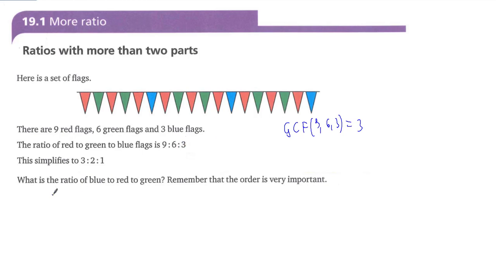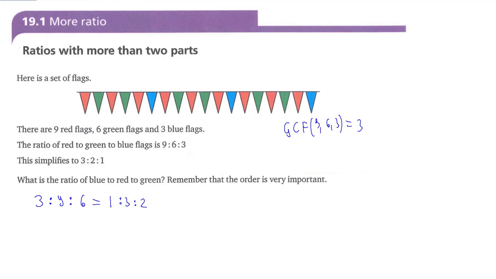The next question says, what is the ratio of blue to red to green? Alright, so we just need to rearrange the flags. Remember, the order is very important. So there are 3 blue flags, red ones are 9, and green ones are 6. So again, we can simplify by 3. That means the ratio is 1 to 3 to 2, which is the same answer as the previous one, just reordered.